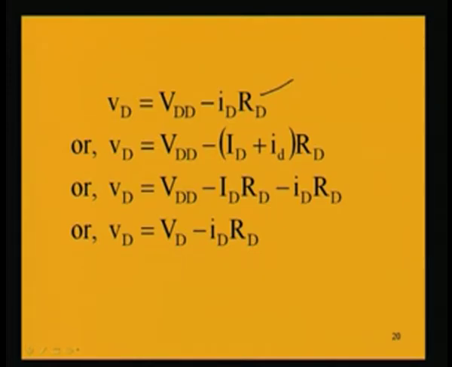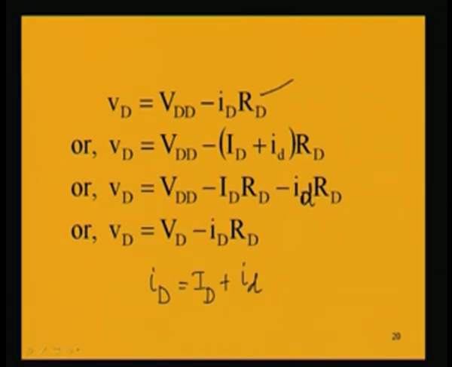Now, that can be further written down by noting the fact that small i_D is equal to capital I_D plus small i_d. So, replacing this instantaneous current small i_D by capital I_D plus small i_d, we are rewriting the equation, which will give us the instantaneous voltage v_D equal to V_DD minus I_D R_d minus small i_d R_d.